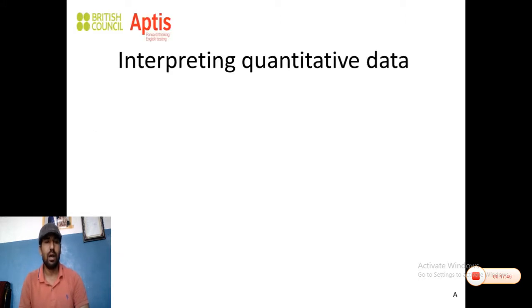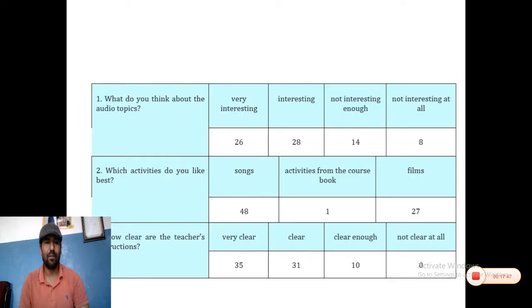Yes, now interpreting quantitative data. You can just see the table over here, question and the responses in each option. Very interesting, not interesting enough. Like this way, you can prepare the questionnaire and you can collect the data related to your question, research question.